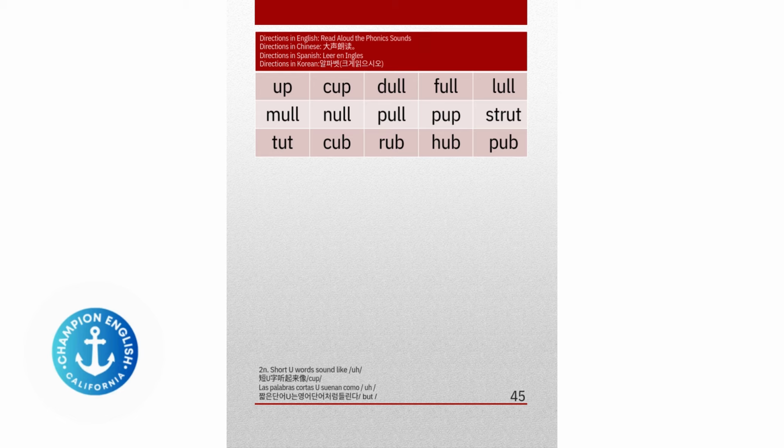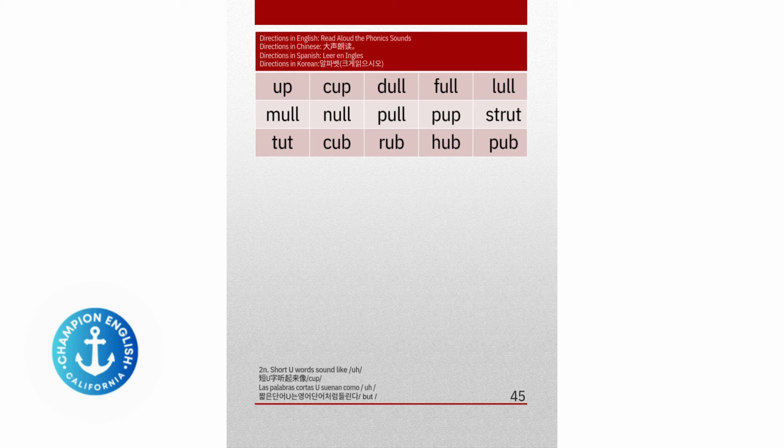And now, students, we are going to take our time and slowly pronounce the words. And here we go. Up. K and up, cup. D and ull, dull. F and ull, full. L and ull, lull. M and ull, mull. N and ull, null. P and ull, pull.